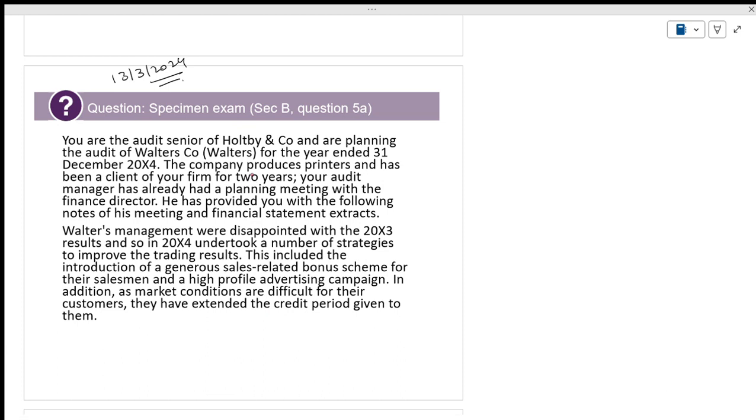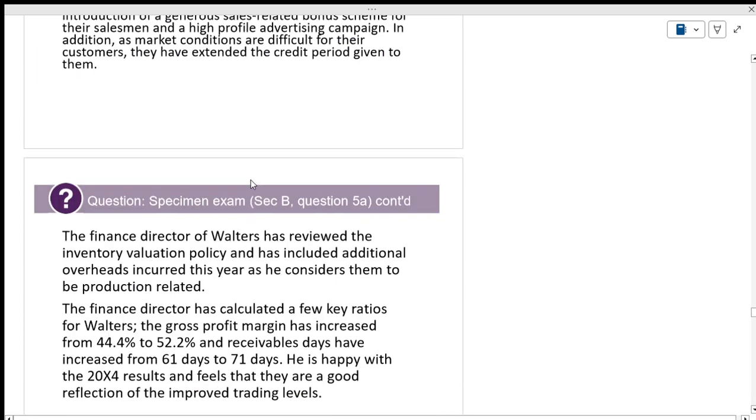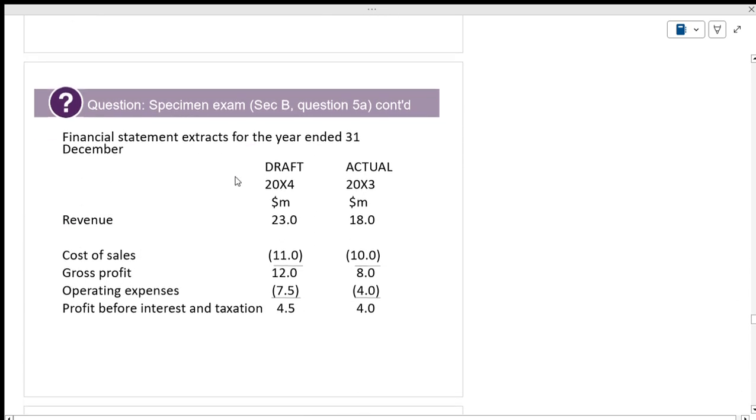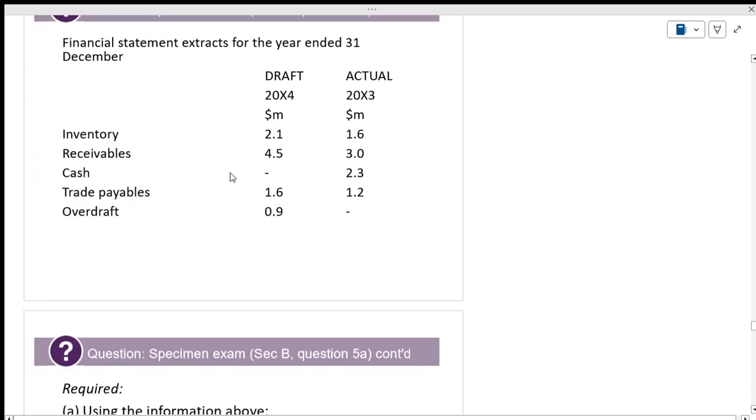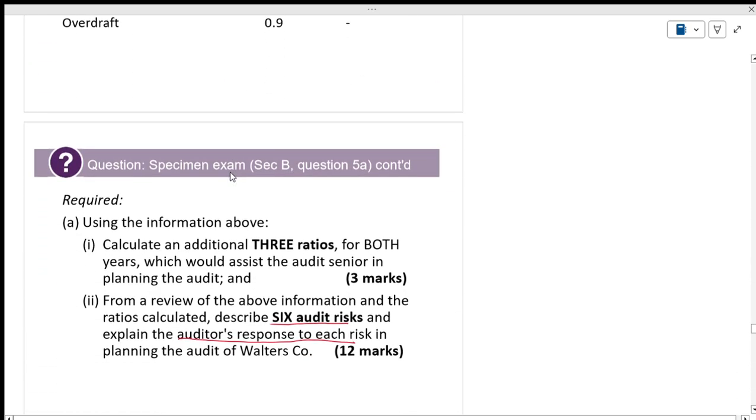Every question will have, first, the factors given. Before we start, make sure you know the requirements. They are mentioned very clearly. Calculate additional 3 ratios for both the years which would assist the audit senior to plan the audit. 3 ratios, 3 marks.